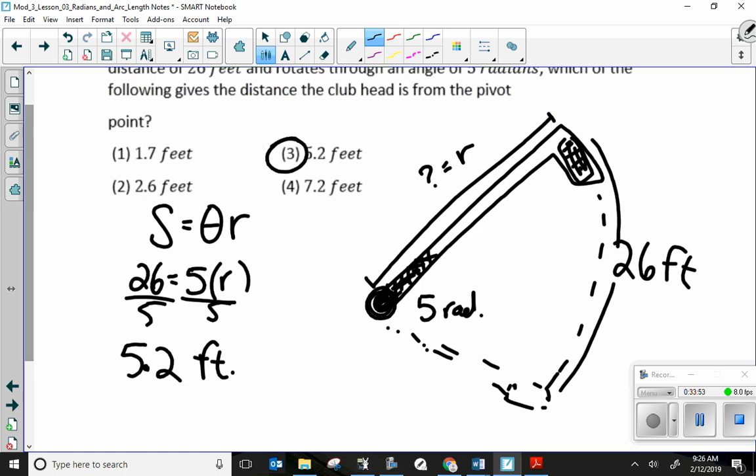Oh, my goodness gracious. That's a big golf club, y'all. But you know what? Maybe it's like Shaquille O'Neal's golf club. That's fine. That works.